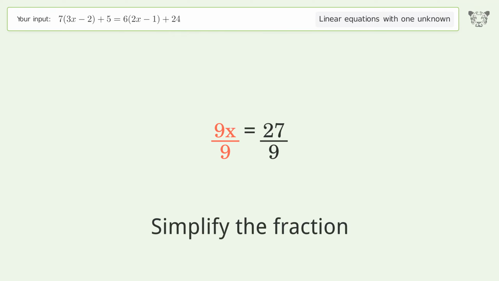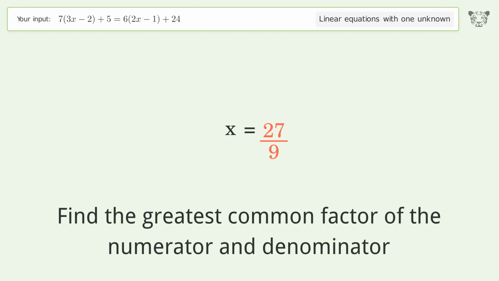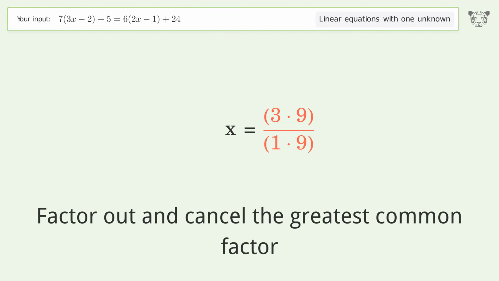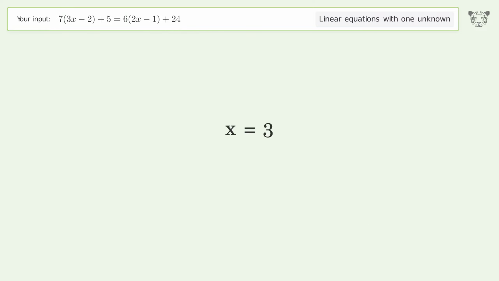Simplify the fraction. Find the greatest common factor of the numerator and denominator. Factor out and cancel the greatest common factor. And so the final result is x equals 3.